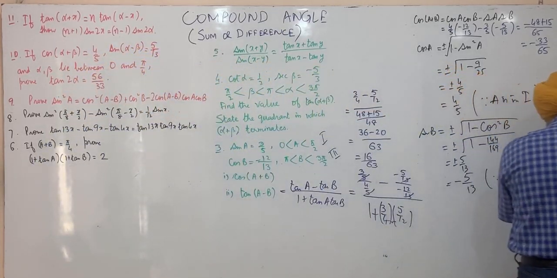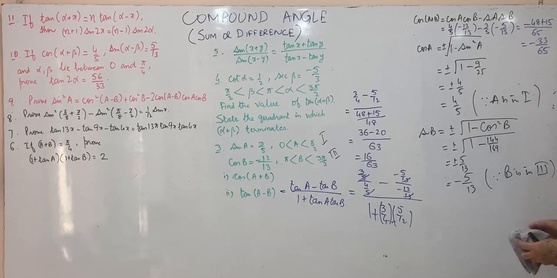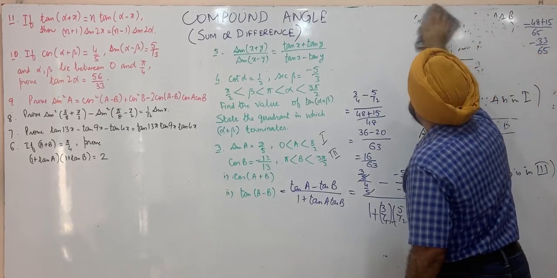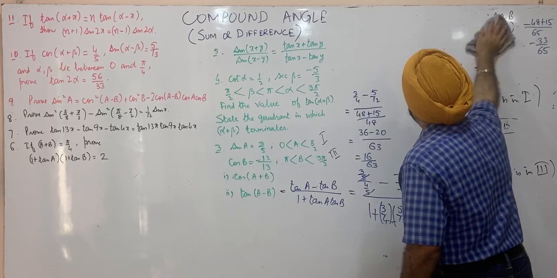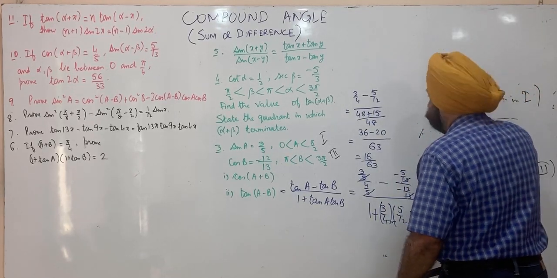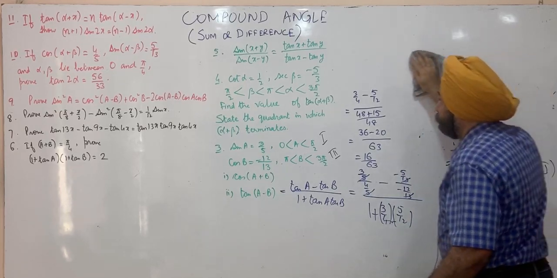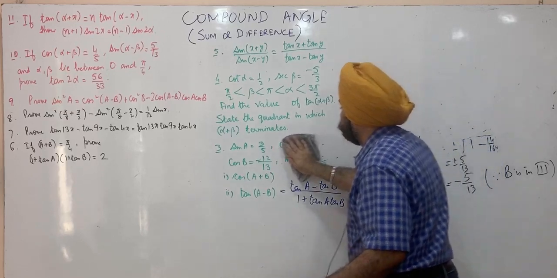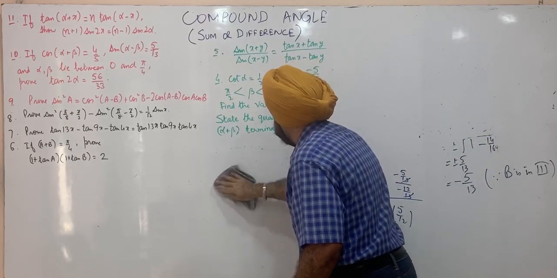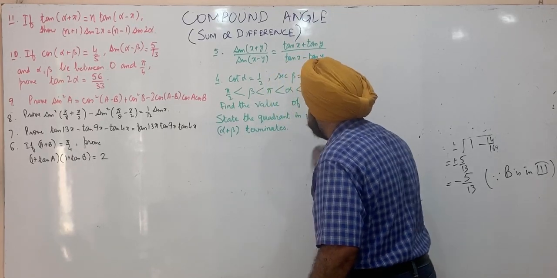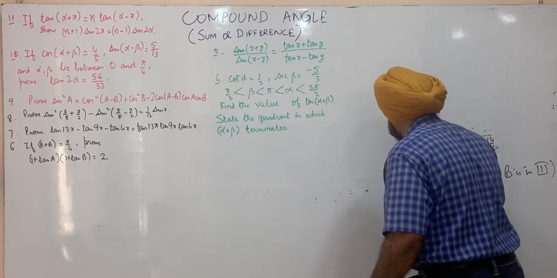Next is a similar question with some difference. We are given values of cot A and sec B. Also given pi by 2 less than beta less than pi, and pi less than alpha less than 3 pi by 2. We have to find the value of tan of alpha plus beta and state the quadrant in which alpha plus beta terminates.